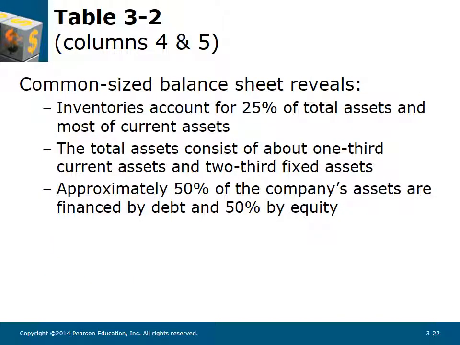And once again, they talk about the common-sized balance sheet. What it tells us is that inventories account for 25% of total assets. I pointed some of those percentages out. Approximately 50% of the company's assets are financed by debt. You could see that by the total debt percentage, and 50% are financed by equity.